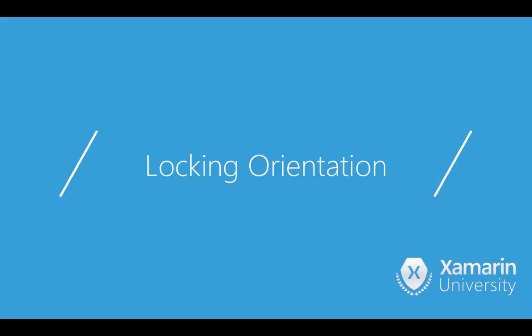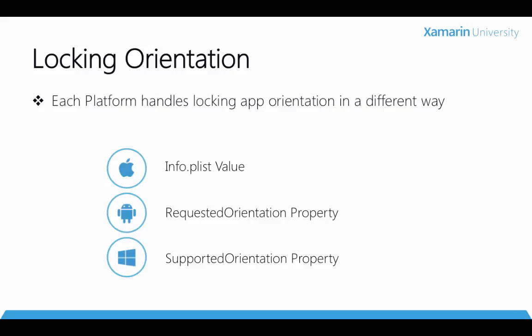So some applications just aren't suited to working in both landscape and portrait orientations, and in those circumstances, you might want to lock the orientation. By default, Xamarin.Forms solutions enable device orientation changes on all three of the platforms, but we can actually go and change that, and the way we lock orientation is going to be different depending on each of our platforms.